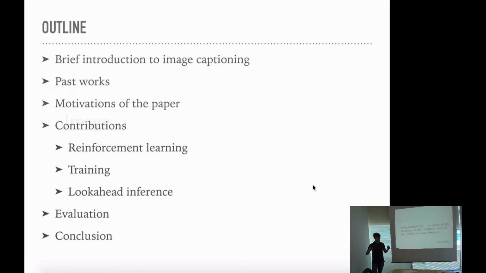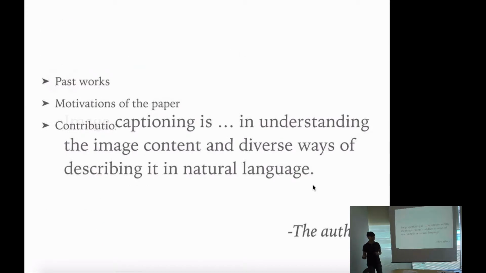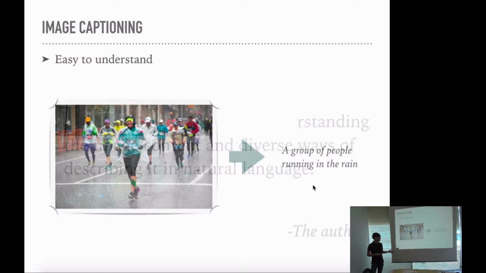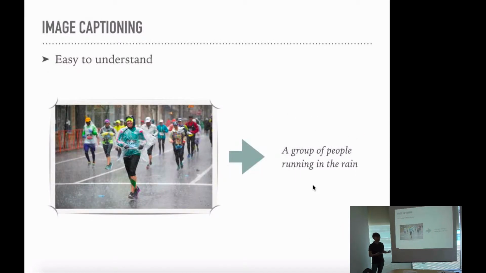So what the authors say image captioning is, is understanding the image content and the diverse ways of describing it in natural language. So it seems all very fancy, but what does it mean really? It's actually very simple. It just means that we have an image and we want to turn it into some words to describe the image. So for this image, let's say, it can be described as a group of people running in the rain. But this is only one of the many captions, and there can be many captions describing this image.